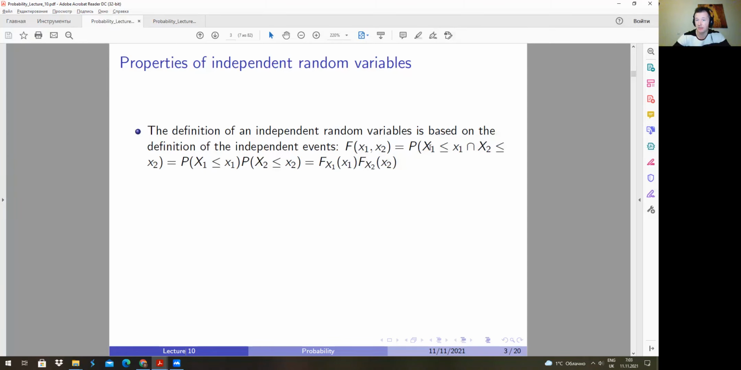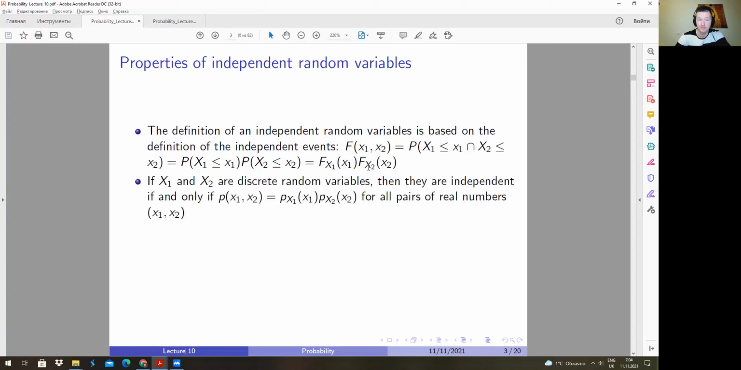So I can write this joint cumulative distribution function in the language of events. This is the same as the intersection of these two events, simultaneously x1 is less than or equal to small x1 and x2 is less than or equal to small x2. And then, using the language of events, I can write that this must be the product of these two probabilities, and each probability separately is just the marginal cumulative distribution function for each separate variable. So that's the more extended version of this definition, and I'm showing you that these two definitions are connected.